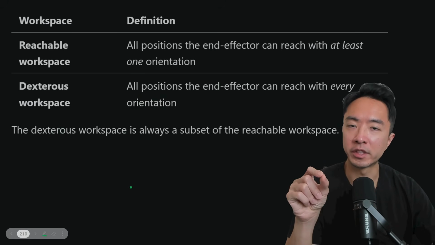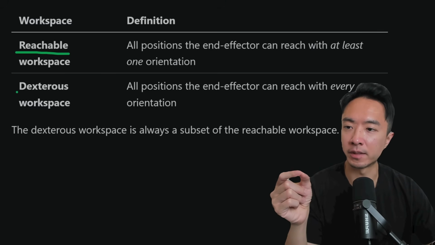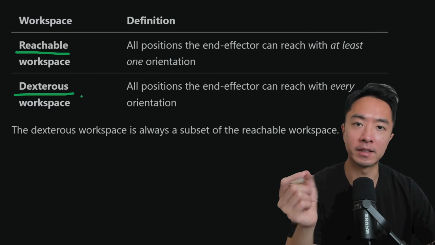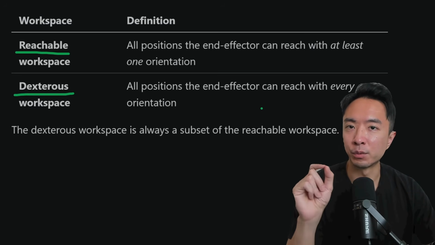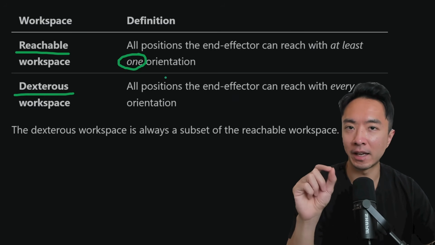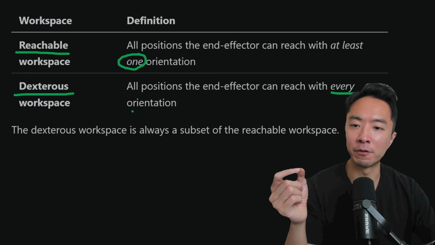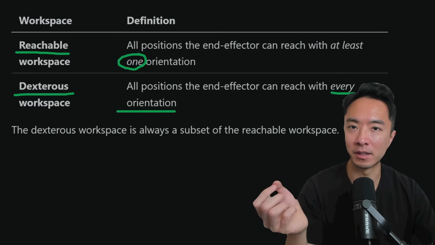Now, when we talk about workspaces, there are two types. The first one is the reachable workspace, and the second type is the dexterous workspace. The first type, the reachable one, only requires at least one orientation at the specific point. But for the dexterous, it's going to be every orientation. So that's the main difference.